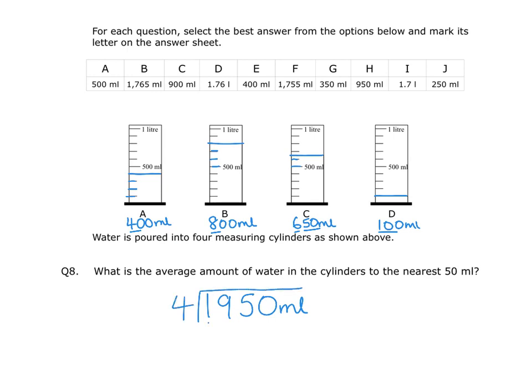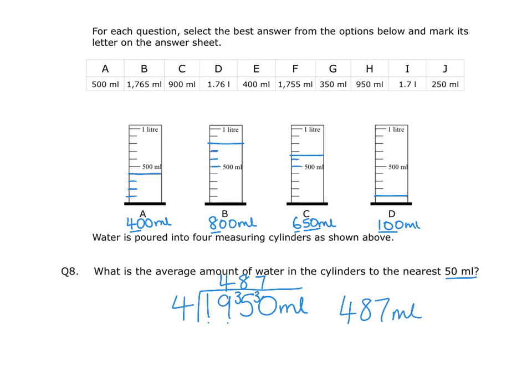4 into 1 doesn't go. 4 into 19 goes 4 times. 4 fours are 16, so that's a remainder of 3. 4 into 35 goes 8 times. 4 eights are 32, so that's a remainder of 3. And 4 into 30 goes 7 times, with a remainder of 2 if we were going to provide a decimal answer. So we have 487 millilitres, and we're asked to give it to the nearest 50 millilitres.